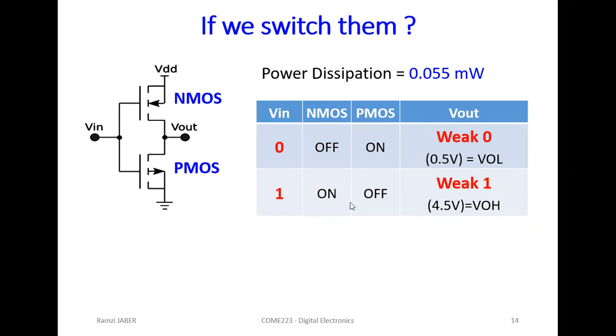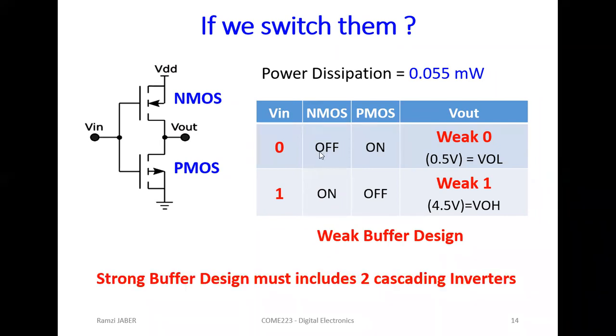This is called a buffer. Buffer: 0 input, 0 output, 1 input, 1 output. This is a weak buffer design. For a strong buffer design, it must include 2 inverters in series. We'll stop here and we will continue next time. Any question? Next lecture, we'll repeat this.